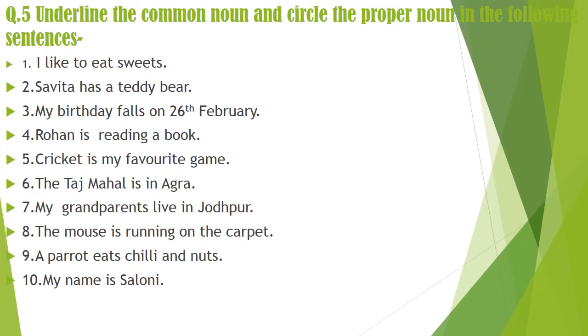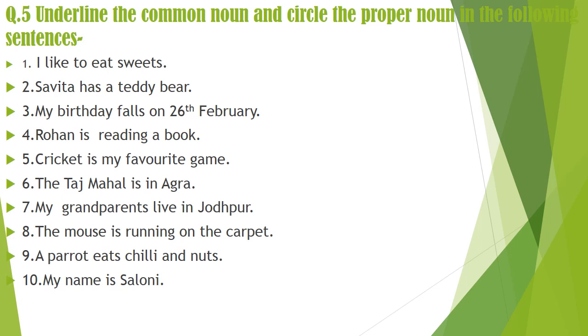The next question is underline the common noun and circle the proper noun in the following sentences. You have to underline the common noun and circle the proper noun. Let's see the first one. I like to eat sweets. So here is a common noun sweets, so you have to underline it. See the second one, Savita has a teddy bear. Savita के पास teddy bear है.